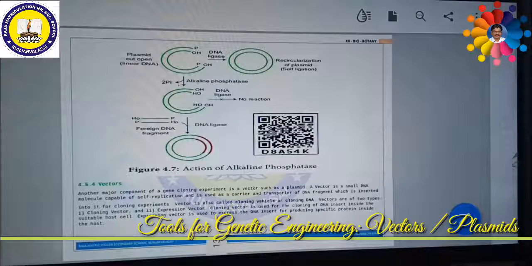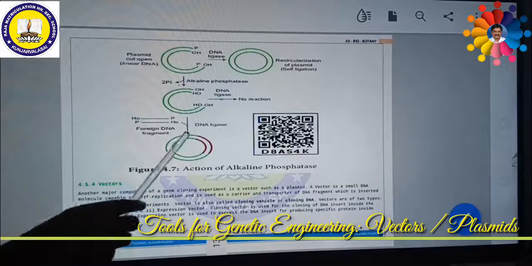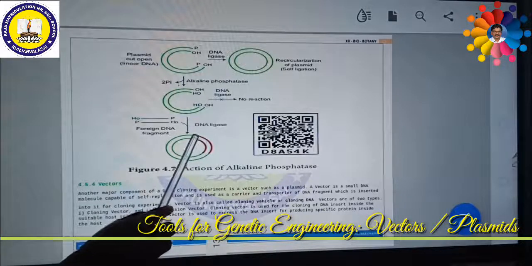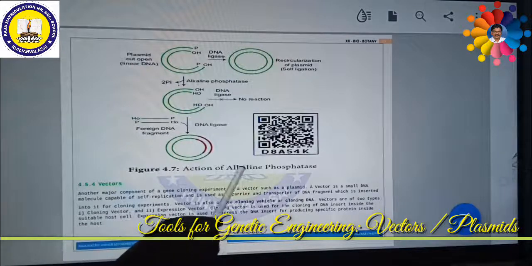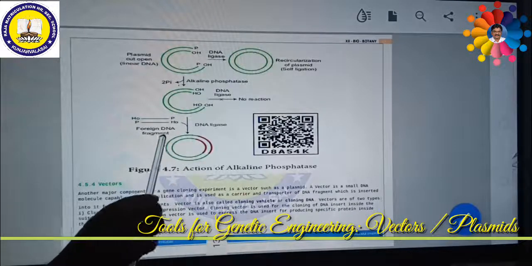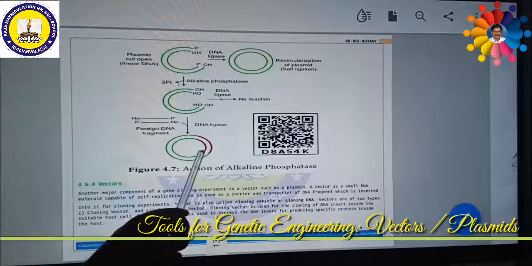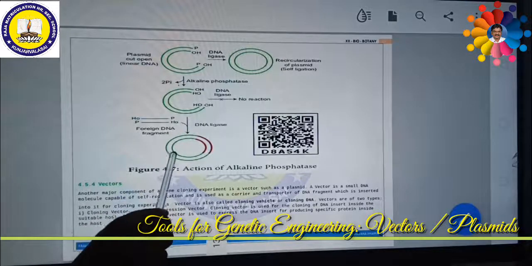Now we use the same type of word: a cloning vehicle, or cloning DNA, or vector. Suppose we have joined this plasmid with the gene of interest. This has to be transmitted from one place to another place, that means the gene of interest is to be transmitted with the help of a vector. That vector is nothing but this plasmid. Suppose this is the gene of interest. This gene of interest is pasted, then only will it be transmitted to the host cell. So now the plasmid is acting like a vector or a cloning vehicle or cloning DNA.